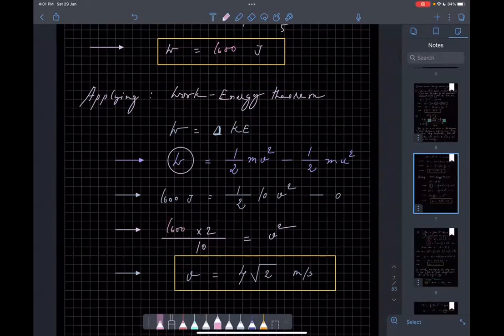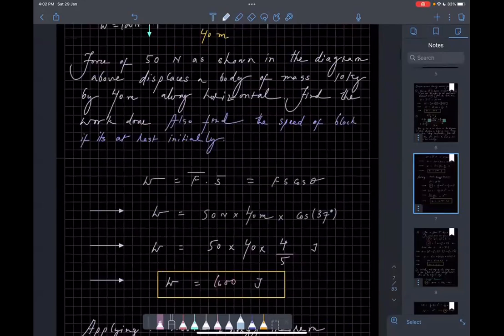So it is 320. Root of 320 is how much? I think 16 into 5, no, not 16 into 5. 64 into 5, right? Yes, sir. 320 is 64 into 5. So 64 comes outside and becomes 8. So it is 8 root 5.